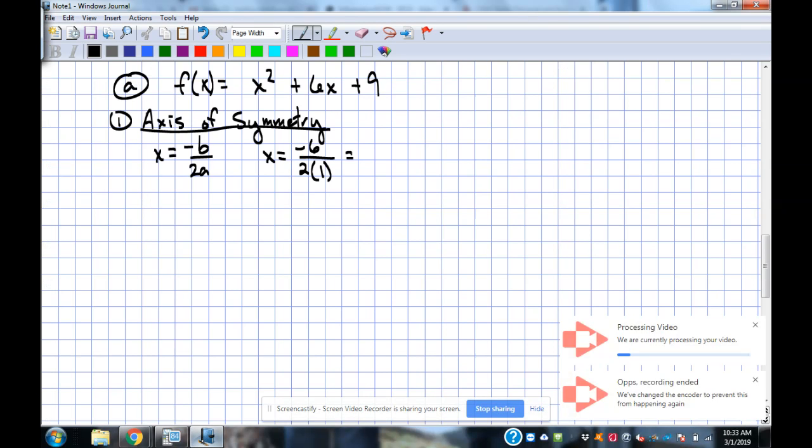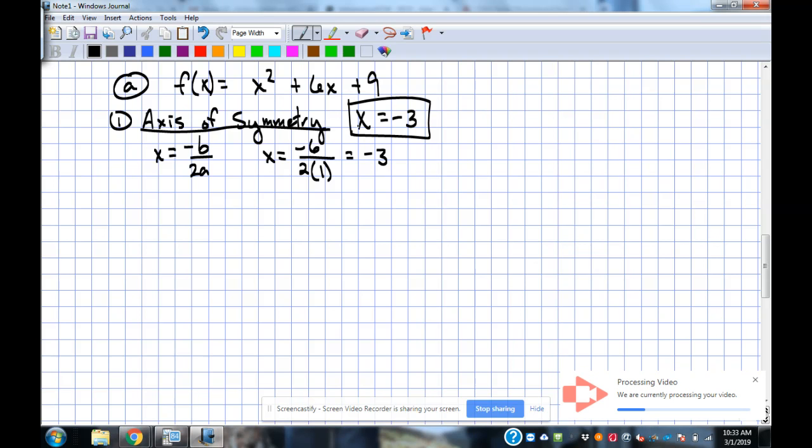All right, so -6 divided by 2 times 1, so that'd be -6 divided by 2, so that's going to be x equals -3. So our axis of symmetry is x equals -3. We found that by using that formula. So you've got to have that committed to memory.